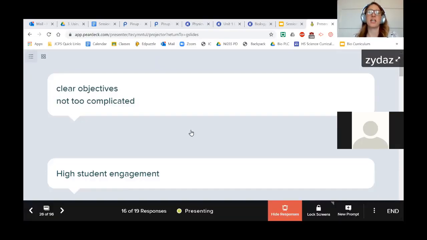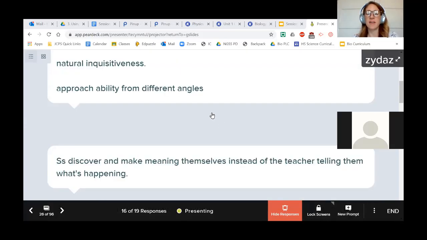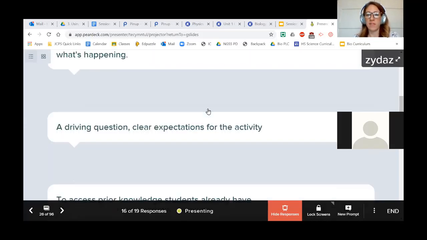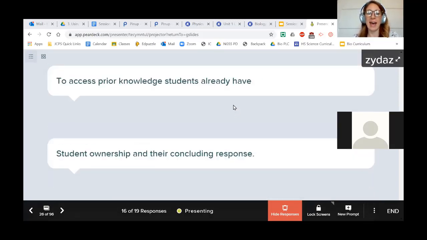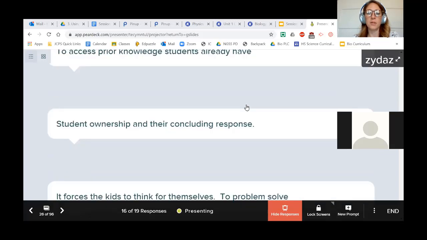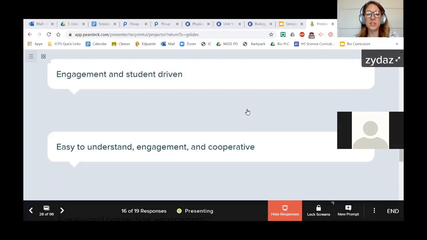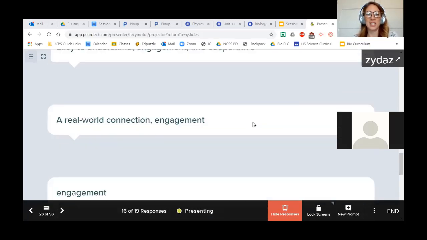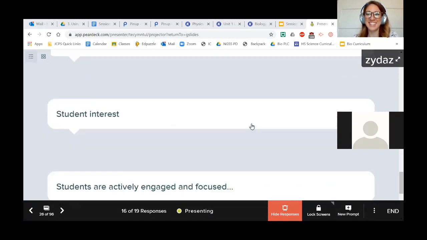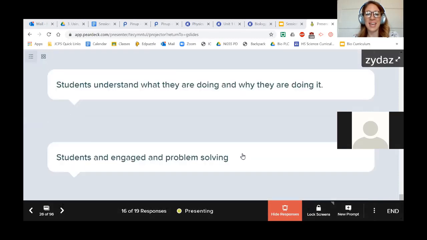All right, so clear objectives, not too complicated, high student engagement, a hook or natural inquisitiveness, approachability from different angles, students discover and make meaning themselves, a driving question, clear expectations for the activity, to access prior knowledge students already have, student ownership and their concluding response, forces the kids to think for themselves, engagement and student driven, easy to understand, engagement cooperative, a real world connection or engagement, student interest, students are actively engaged, students understand what they are doing, engaged in problem solving.